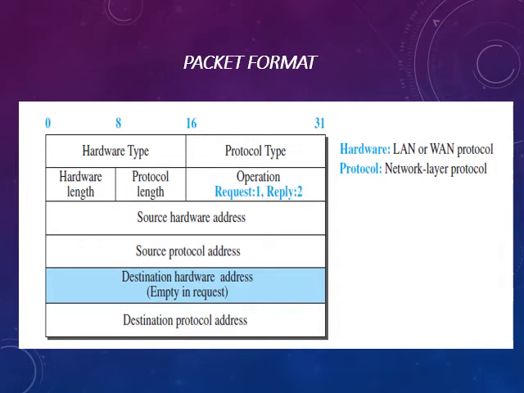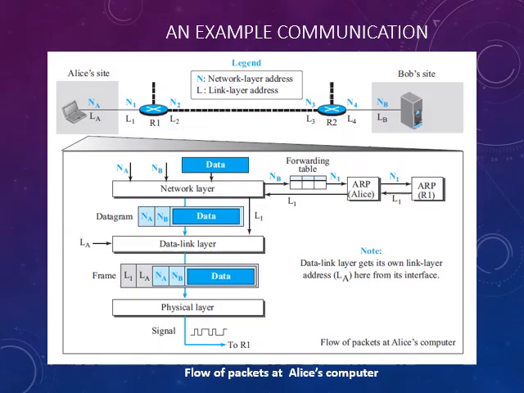The frame needs to have a field to show that the payload belongs to the ARP and not to the network layer datagram. Let us look at this scenario. Here, Alice wants to communicate with Bob. Alice is the source and Bob is the destination. Here we have N as our network address and L as our link layer address. So we know the source network address, which is NA, and we also know the destination network address NB. We know the source link address, which is LA.